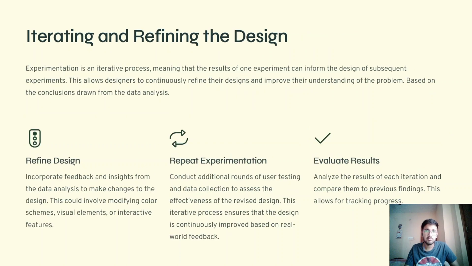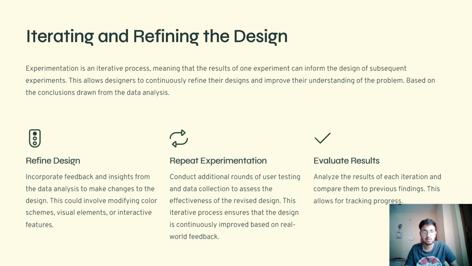Next, we have to iterate between the design and the experimentation. It is a very iterative process in which the experiment can inform the design of subsequent experiments. This allows designers to continuously refine their design and improve their understanding of the problem based on the conclusions drawn from the data analysis. Next, we also have to incorporate feedback and insights from the data analysis to make changes to the design.